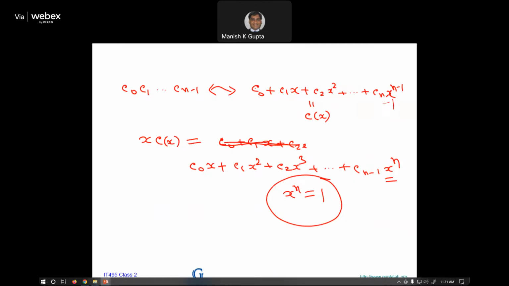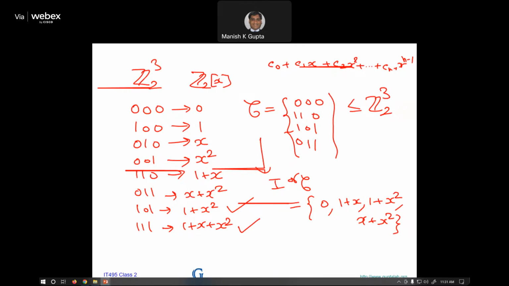Now you see the beautiful thing here. I am taking Z2 cubed, our well-known space Z2 cubed. I can write down all the 8 vectors here, right? All 8 vectors here. 0, 0, 0, 1, 0, 0, 0, 1, 0, 0, 0, 1, 1, 1, 0, 0, 1, 1, 1, 0, 1, and 1, 1, 1, right?